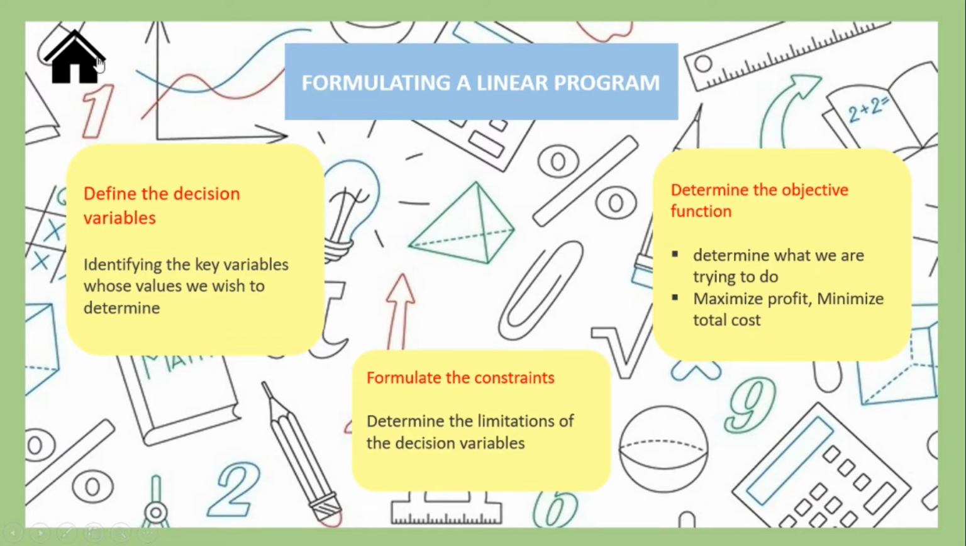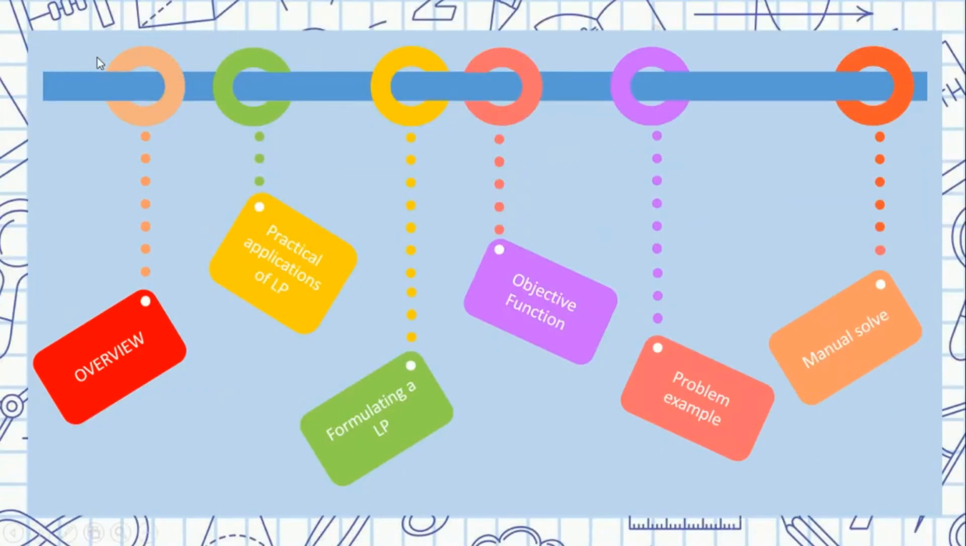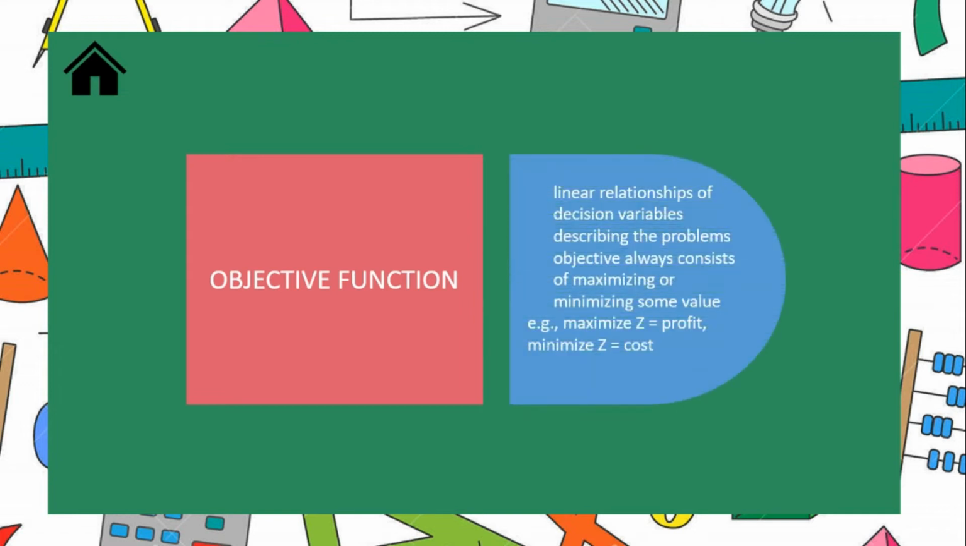Now it's about the objective function. The objective function is a linear relationship of decision variables describing the problem's objective, which always consists of maximizing or minimizing some value. For example, maximize z equals profit and minimize z equals cost.